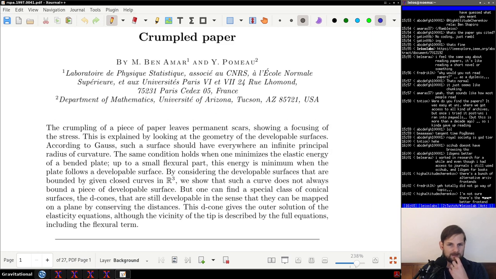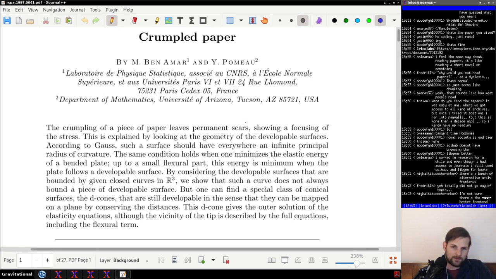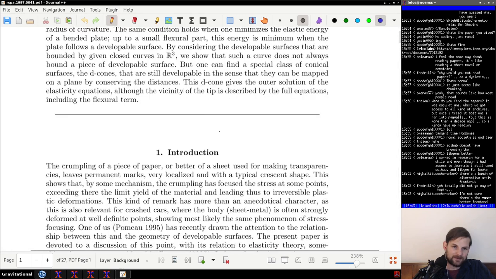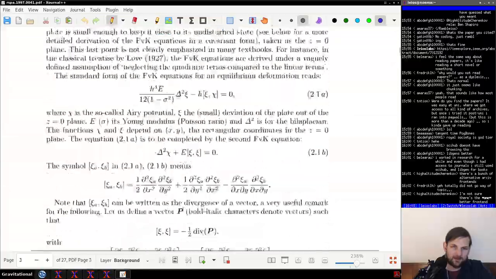a special class of conical surfaces, the D-cones, that are still developable in the sense that they can be mapped on a plane by conserving the distances. This D-cone gives the outer solution of elasticity equations, although the vicinity of the tip is described by the full equations, including the flexural term.